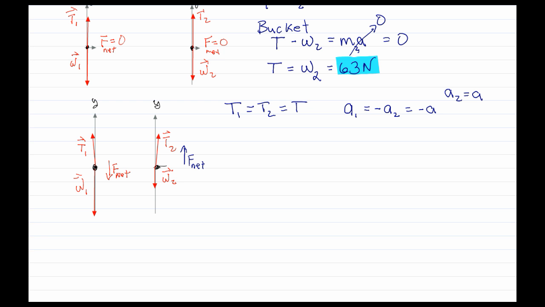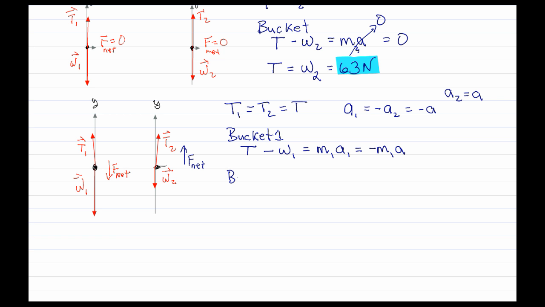Alright, let's write down Newton's second law for bucket 1. As before, we have the tension, which is upwards, and we have the weight, which is downwards, and this is equal to mass 1 times the acceleration of 1, which we can write as minus m1a. Okay, so that's our Newton's second law for bucket 1.